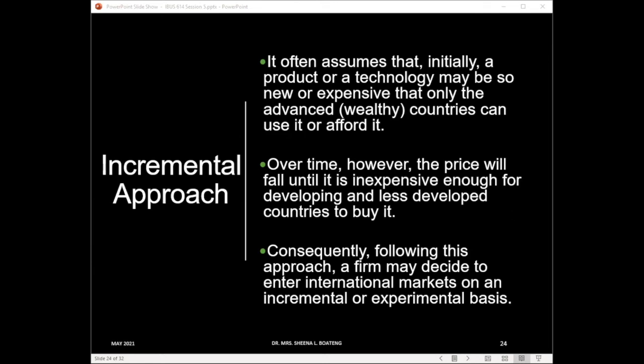Because as the price begins to drop, the firms can now be able to sell to consumers in less developed countries who perhaps do not have the purchasing power that consumers in these advanced countries possess. So consequently, following this approach, a firm may decide to enter international markets on an incremental basis, starting from the more advanced countries all the way down to the least advanced countries, or incrementally from countries that are more geographically close and psychically close, and then gradually moving towards more psychically distant and geographically distant countries, right?